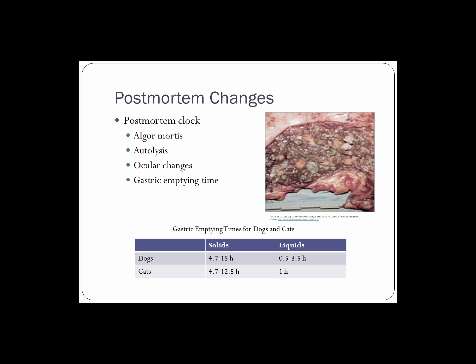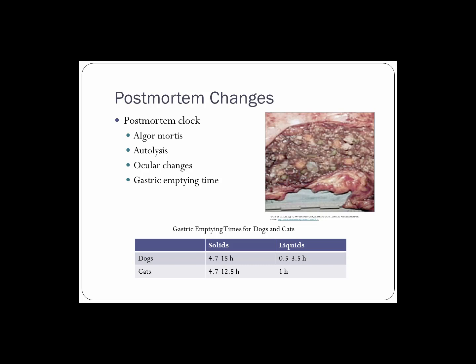It can be affected by the age and the size of the animal, although in cats, increasing age doesn't necessarily slow down the gastric emptying time. So you don't see that in cats so much that age affects it. Now it's best if this is placed in context with all other postmortem findings. So you look at gastric emptying time plus the ocular changes plus autolysis plus algor mortis, and then you can get a more complete picture. But in general, you've got these general emptying times for dogs and cats. So for dogs, the solids will take 4.7 to 15 hours to empty, while liquids take much less time. Cats, same idea, 4.7 to 12.5 hours versus 1 hour.